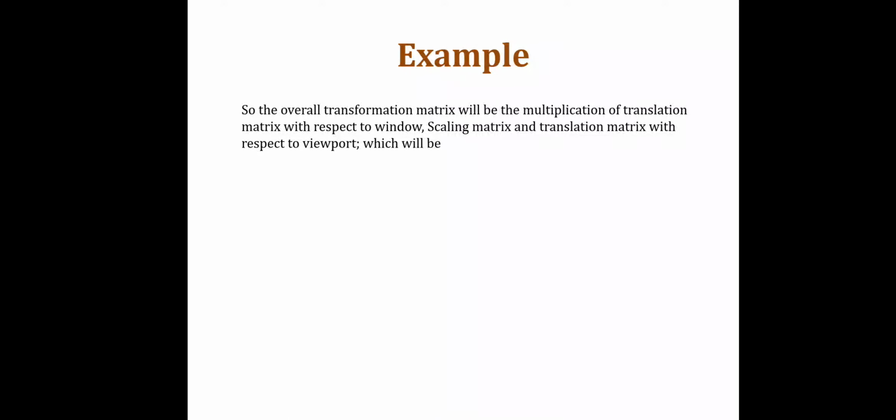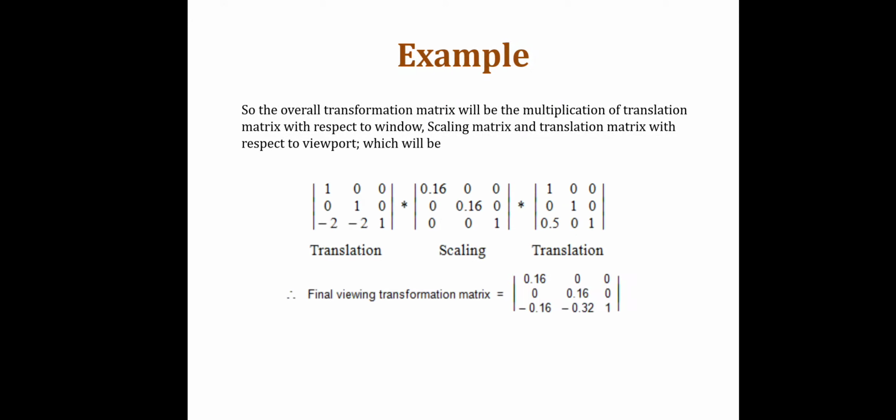The first is the translation matrix with respect to the window, the second is the scaling matrix, and the third is again a translation matrix with respect to the viewport. The first translation is for the window and the third translation is for the viewport. In this way I can represent it. So, what is the matrix? This is the translation matrix for the window that we found previously. Then this is the scaling matrix we found, and next is the translation matrix for the viewport.